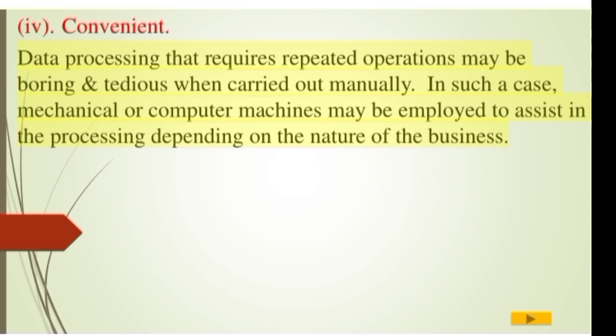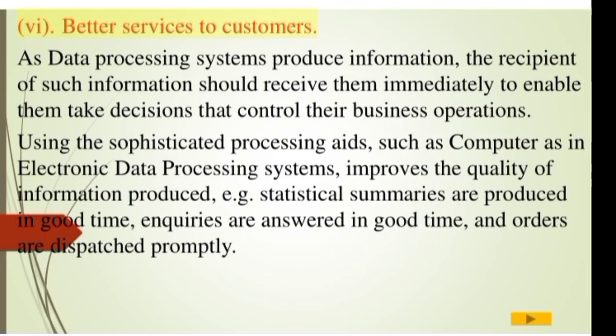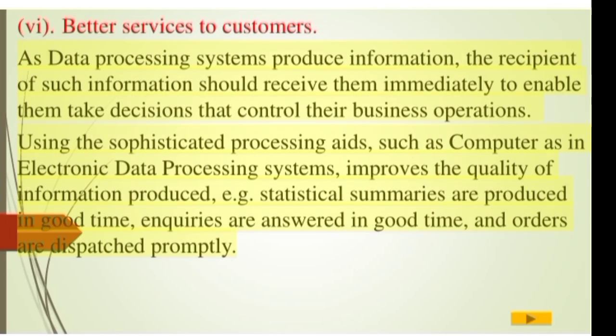In such a case, mechanical or computer machines may be employed to assist in the processing, depending on the nature of the business. V. Better services to customers. As data processing systems produce information, the recipient of such information should receive it immediately to enable them to take decisions that control their business operations. Using sophisticated processing aids, such as computers in electronic data processing systems, improves the quality of information produced, e.g. statistical summaries are produced in good time, inquiries are answered in good time, and orders are dispatched promptly.